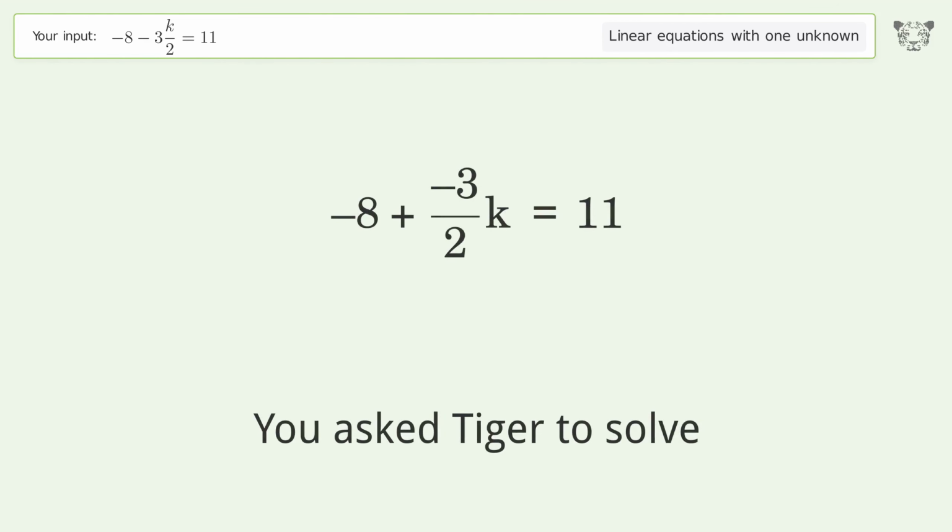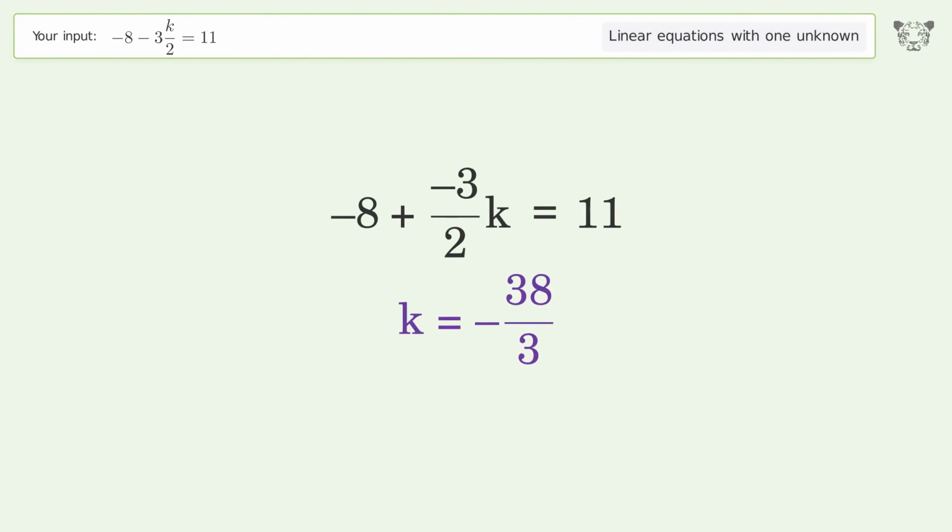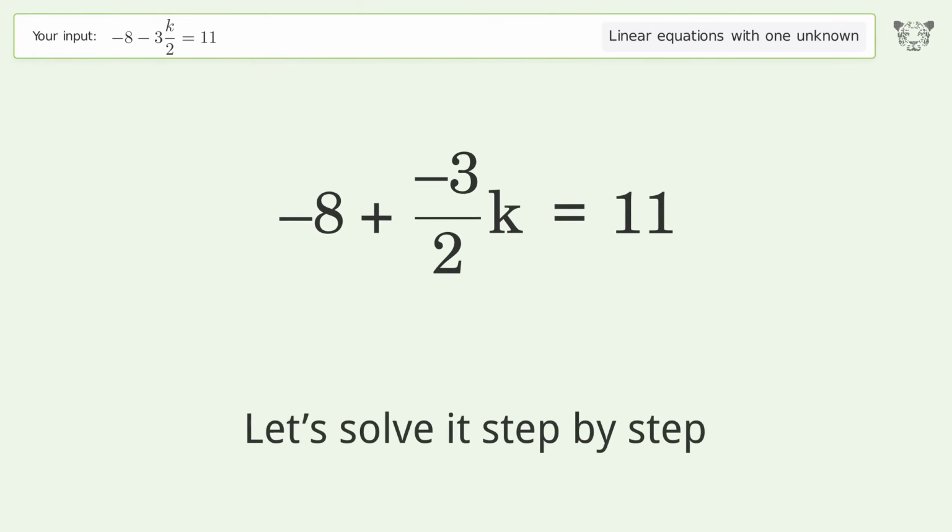You ask Tiger to solve. This deals with linear equations with one unknown. The final result is k equals -38/3. Let's solve it step by step.